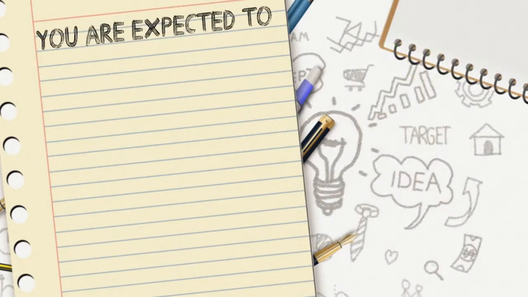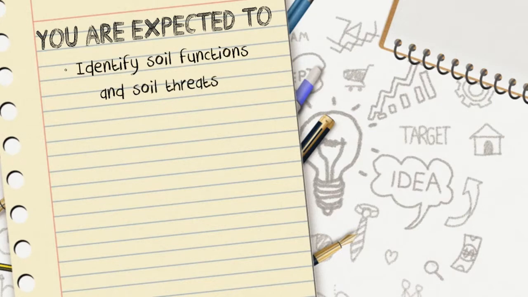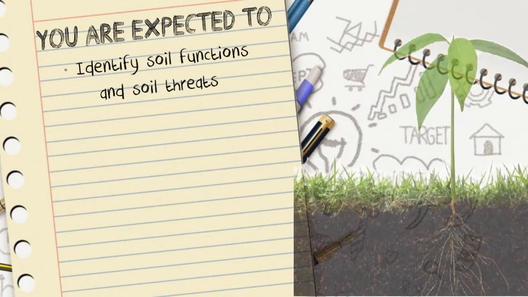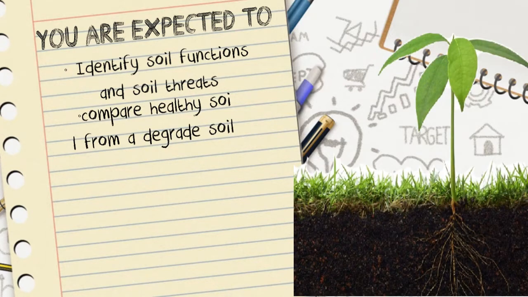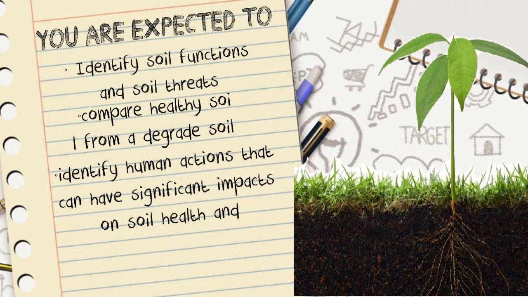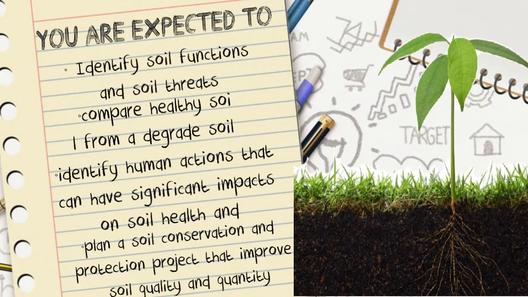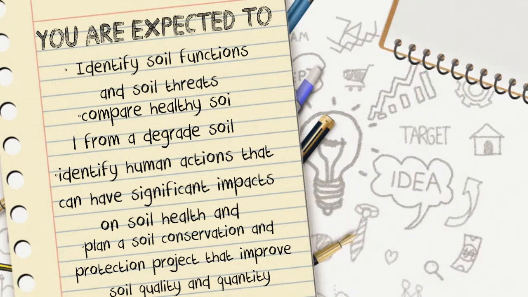After going through the lesson, you are expected to, first, identify soil function and soil threats. Second, compare healthy soil from a degraded soil. Third, identify human actions that can have significant impacts on soil health. And last, plan a soil conservation and protection project that improves soil quality and quantity.